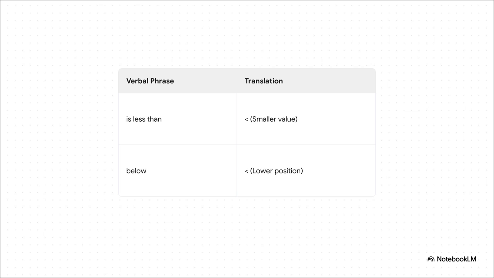If a word problem says something is less than or below, our mathematical translation just uses the less than symbol, pointing directly to the smaller value or lower position on our line. Saying negative 5 is below 0 is exactly the same as writing out negative 5, the less than sign, and a 0. It's literally just translating English directly into math.